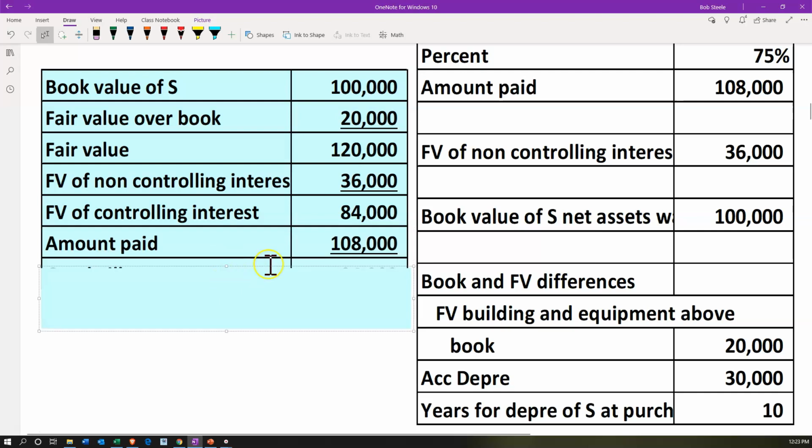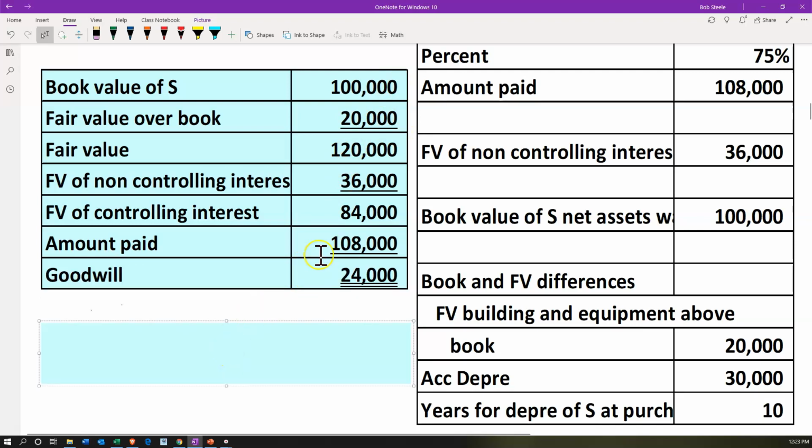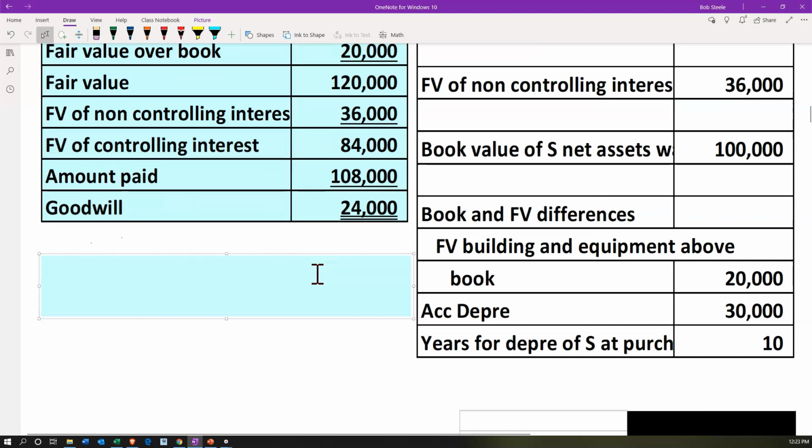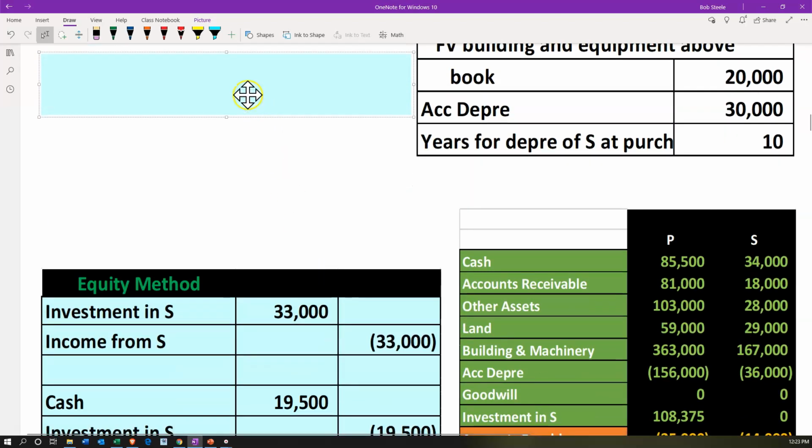There was goodwill involved because we paid $108,000. So the amount paid is $108,000. Therefore, the goodwill is the 108 minus the 84, or the 24,000. So we're going to put the goodwill on the books for the 24,000, but then we note that it was impaired at the end of last year, the year before we're consolidating, but the year after the purchase took place, so we'll have to deal with that in the future.